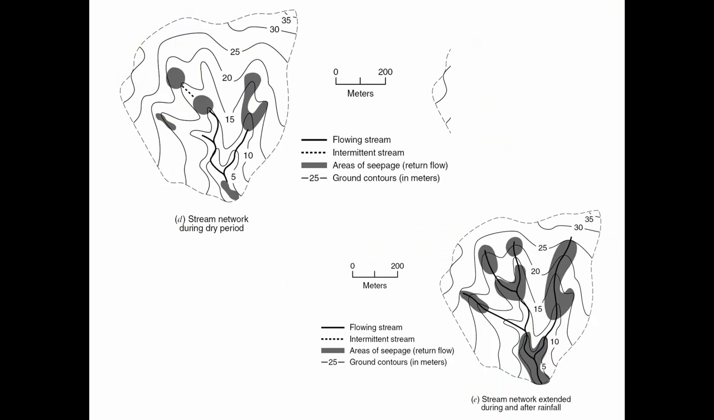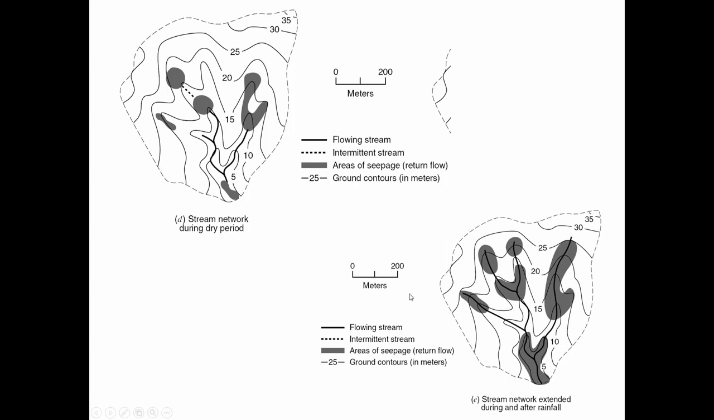This is the same watershed, but during a dry period on the left and during a wet period on the right. And what you can see is that the reach of the stream extends during the wet period. And so the solid black line shows where there's actually water that's flowing. And during a dry period, there's going to be these areas of seepage where the water is coming out from the groundwater, kind of a wet spot on the side of the hill that feeds into the stream.